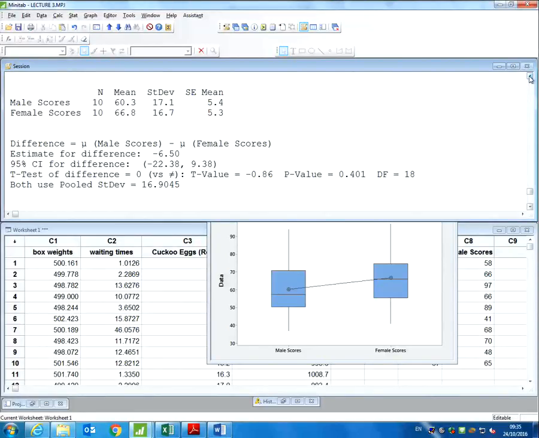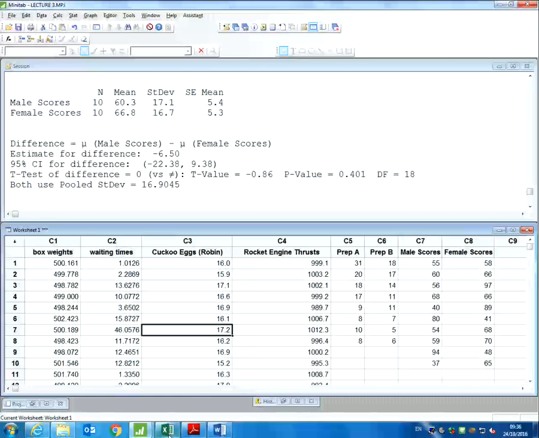Look at the p-value, 0.401. What would you say? It's big. It's way over 0.1, so this is a non-significant result, yeah? We don't have the evidence to reject the null. We would retain it instead. Does that make sense? Right, so that's the 2 sample T.